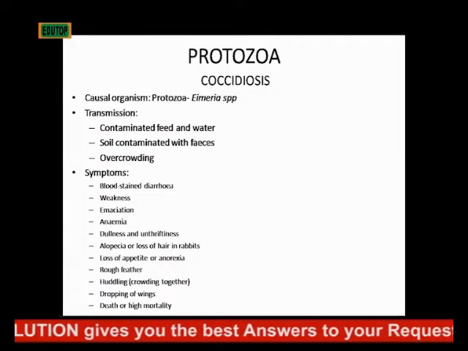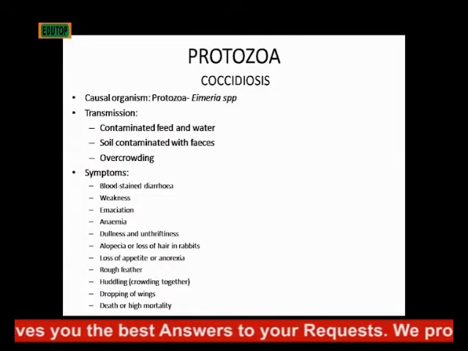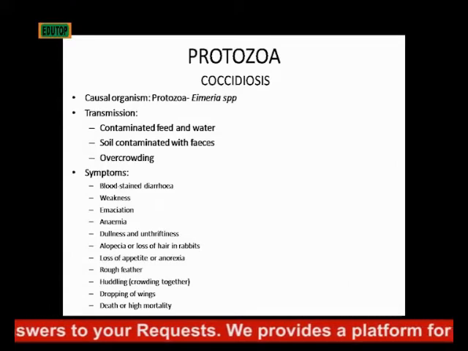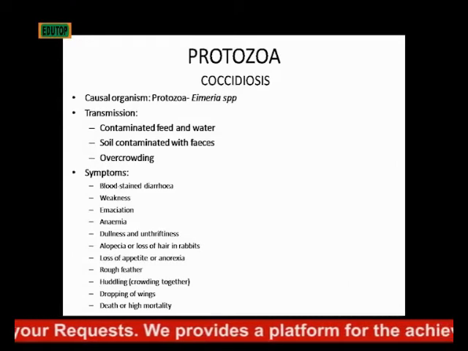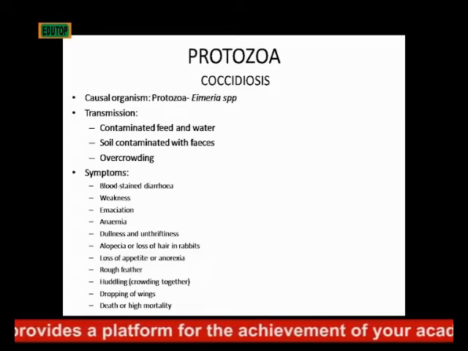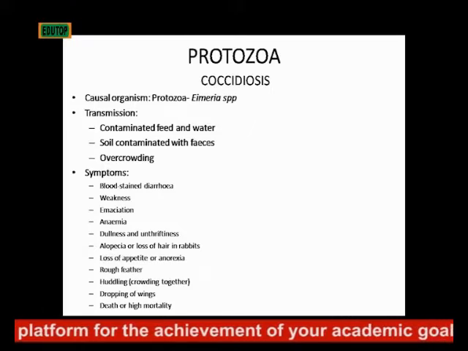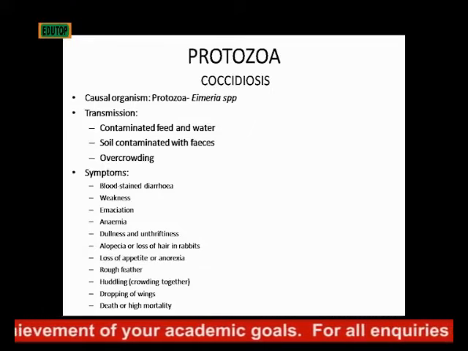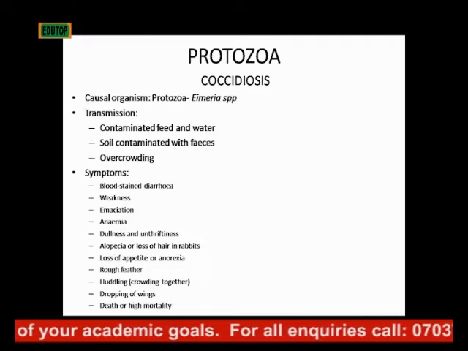The next disease is coccidiosis. Coccidiosis is caused by a protozoa called Eimeria species. It is transmitted by contaminated feed and water. The symptoms of coccidiosis, first is that you observe a blood-stained diarrhea. When the animal is stooling, you discover that there are blood stains in the fecal material.